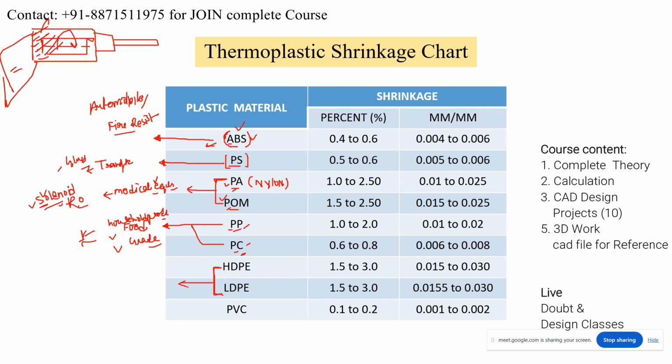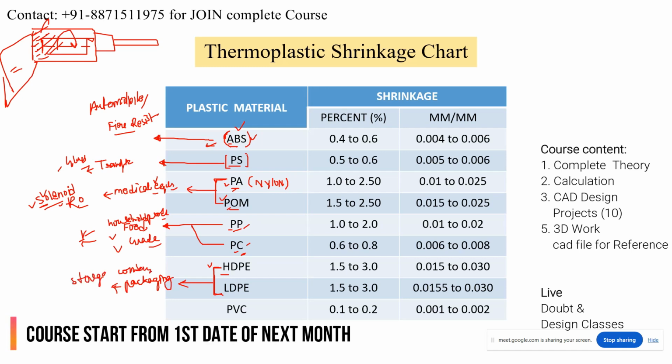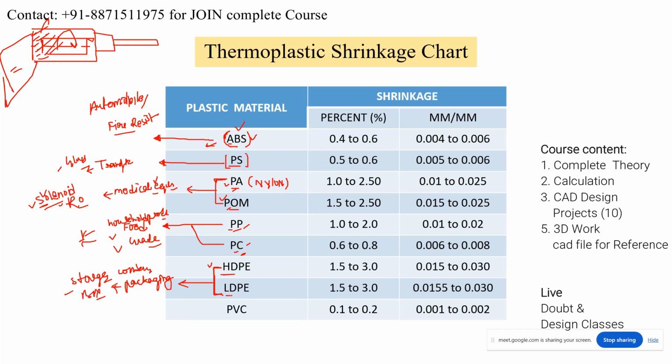Acha, what is the purpose of this? This is a cheap material, you can say that, right? Cheap material, but this material cannot be used for making household products. Why? Because it is used for packaging purposes. Packaging means, for example, if you are designing a container or a storage box, right? So for that you have to use HDPE or LDPE material.